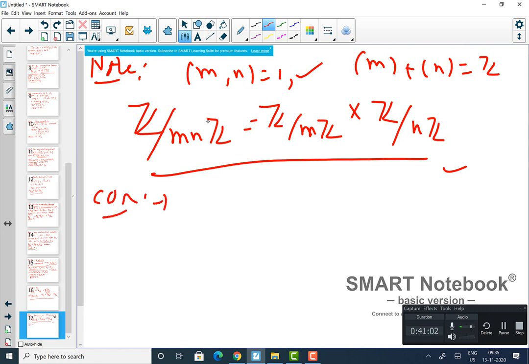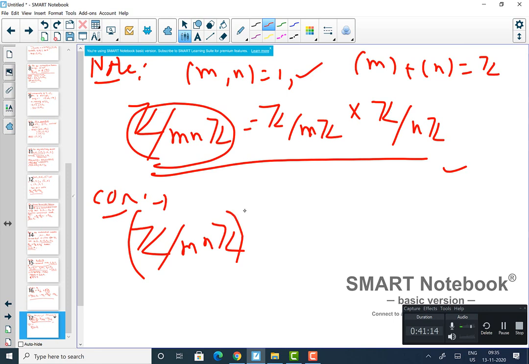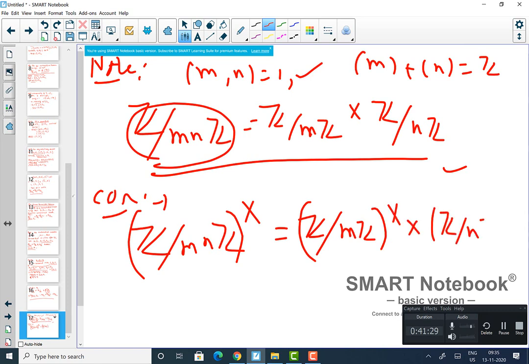So if you take the units of these things, what are the units of this thing? Units mean invertible elements, and you see the invertible elements also form a group, and we write it down by this notation, and this is actually Z mod Z cross Z mod Z.